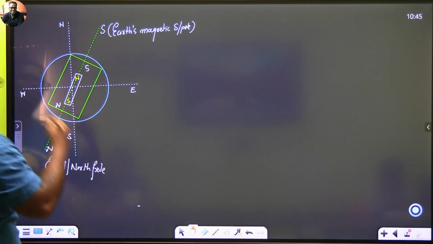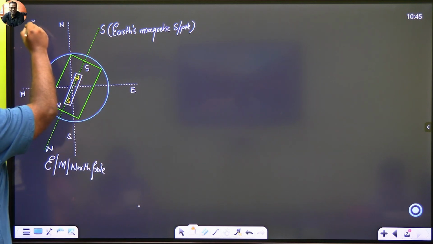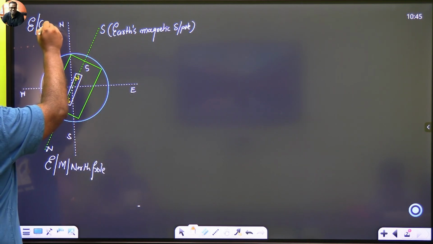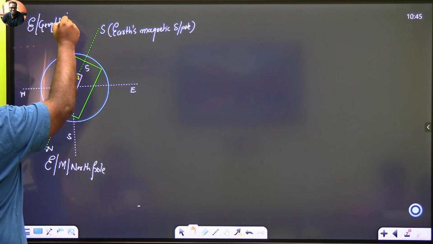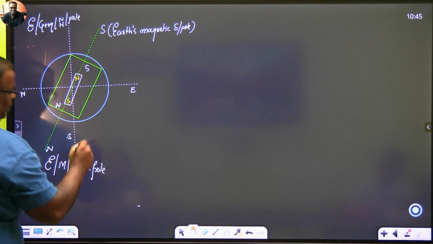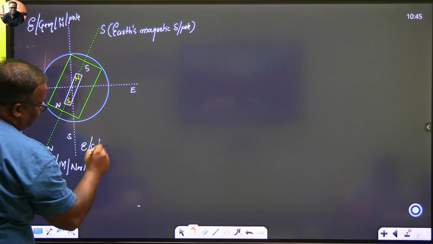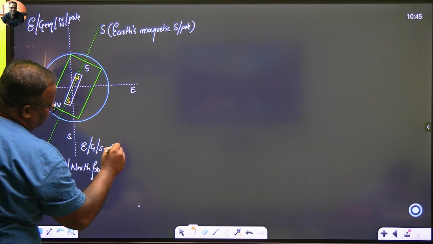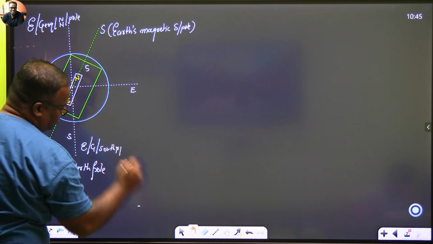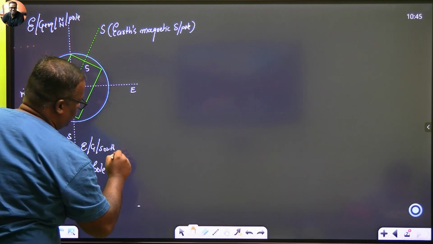And the one that you keep studying in geography, this is Earth's geographic North Pole. Understood? And this is the Earth's geographic South Pole. Keep this very clear in your mind. This is the geographic South Pole.